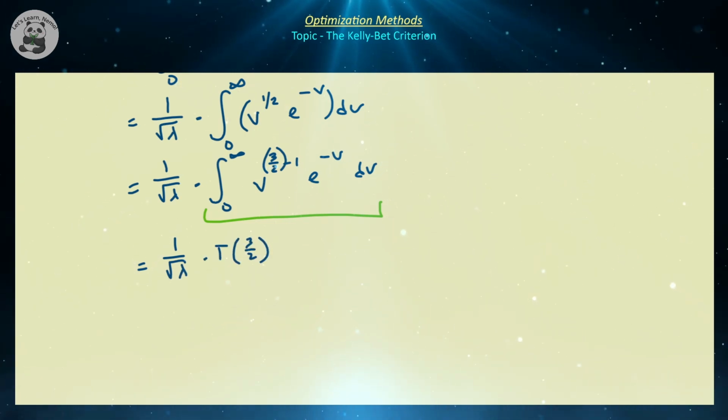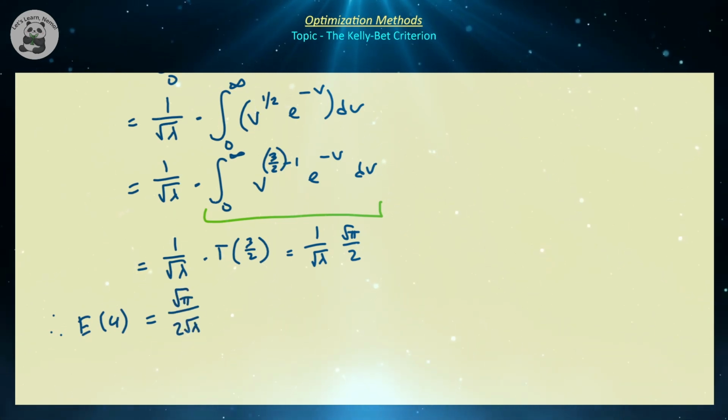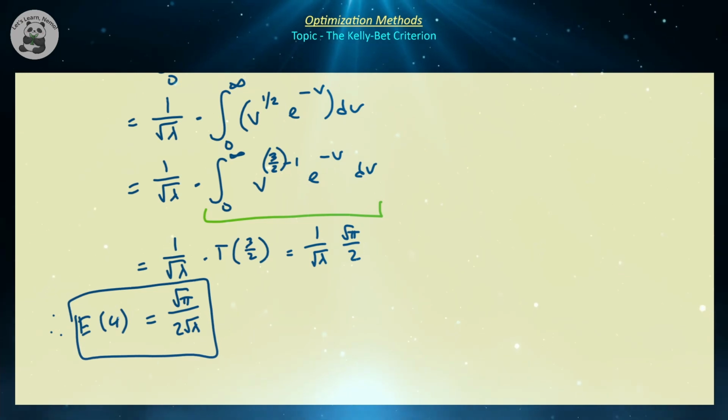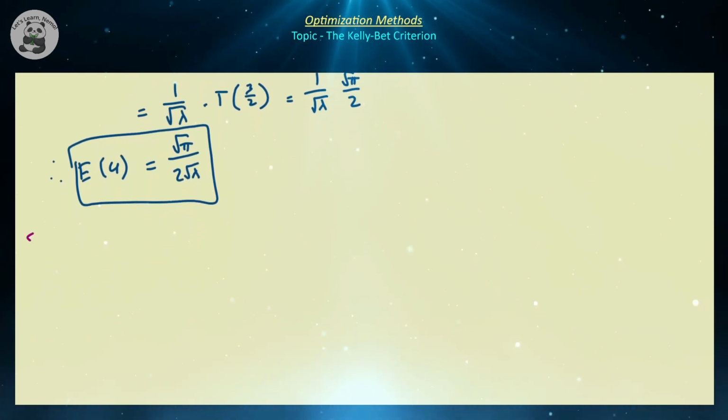And if you know some of the special values of gamma, then you should know the half values in particular. So gamma of 3/2 is equal to the square root of pi over 2. So the expected utility with this particular utility function and probability density function for x is just going to be equal to the square root of pi all over 2 square root of lambda, which, keep in mind, is just a number. So with this information, let's do a quick numerical example.